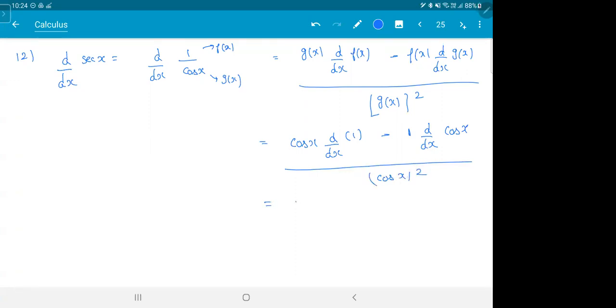This would be 0. That will be cos x into 0 minus of minus, that will be sin x over cos square x. So that goes off, you get tan x and 1 by cos x. So tan x secant x. This also you can remember as a result. So the 11th and 12th results, you can directly learn by heart. In the exam, deriving these things will take time.